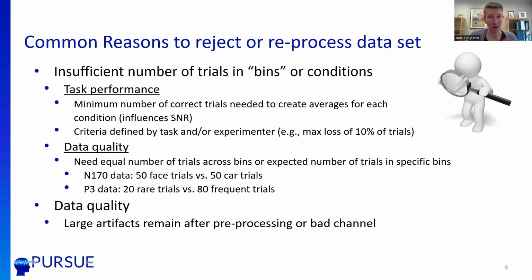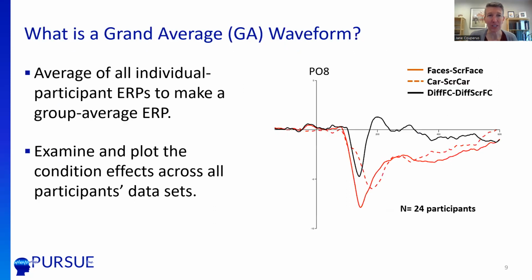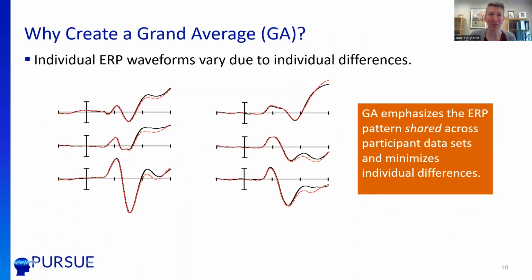Once we are satisfied with our individual averages, we're going to then move on to create a grand average waveform. This is an average of all our individual participants' ERPs, and we're making a group average. This is where we can start to look at those group differences. Are there differences between our different conditions?